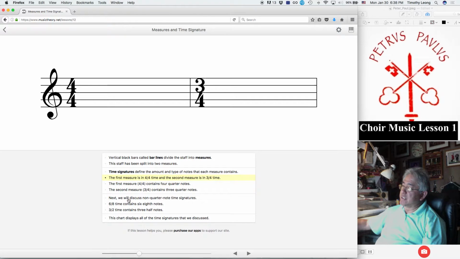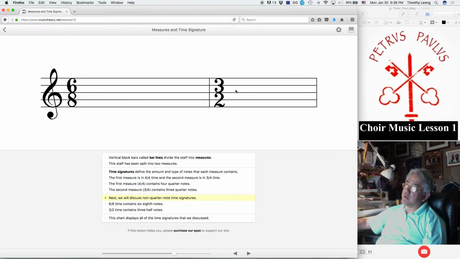Next, we'll discuss non-quarter note time signatures, which would be like that. These are 8th note pulses in a bar. So this would be 6 8th notes. So the count would be 1, 2, 3, 4, 5, 6. This is 3/2. So 3 half notes. The half notes would be longer, obviously.